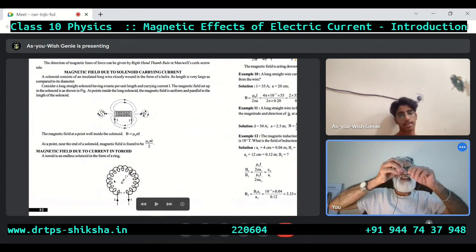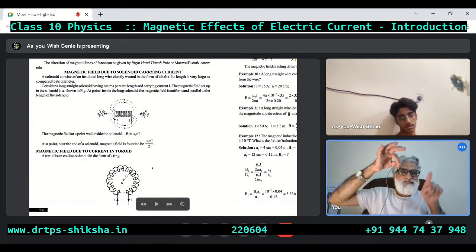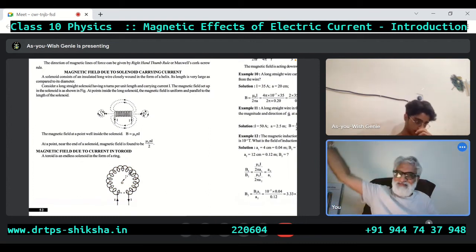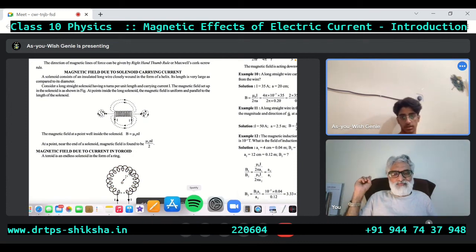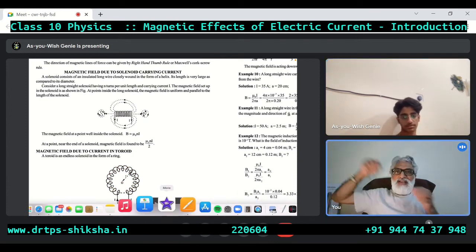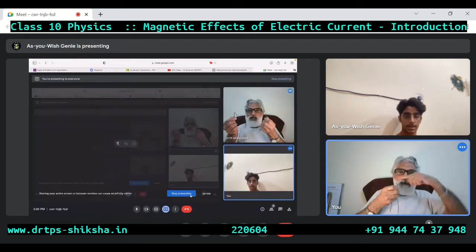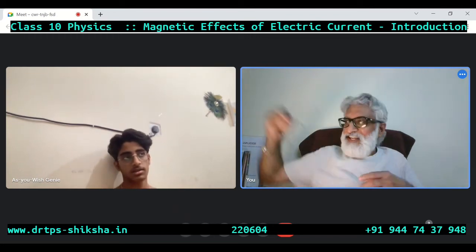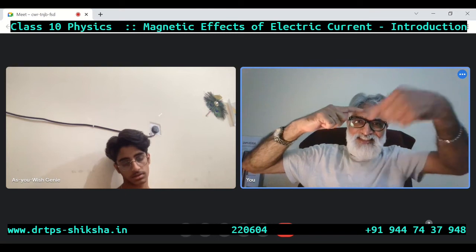Now what is being done? It is winded like this and you are making a circle around it. See, instead of linear, the same thing is put like this, but there is a circle like a spring, you know? Like you have bangles, you remember the bangles used to have like this.